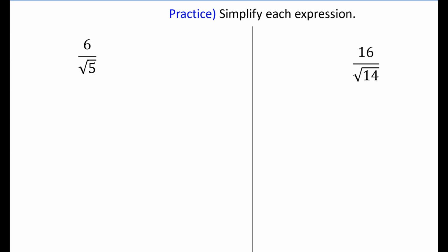All right, here's the first one. I'll go ahead and show you. I'm just going to multiply top and bottom by the square root of 5, like this. So we get 6 square root of 5 divided by 5, and we're done. That was pretty easy. The second one, don't be scared by those numbers. Just follow the same process, and trust me, you'll be fine.